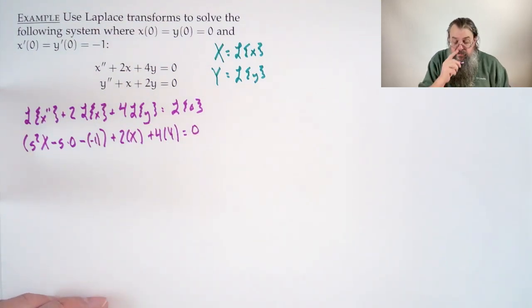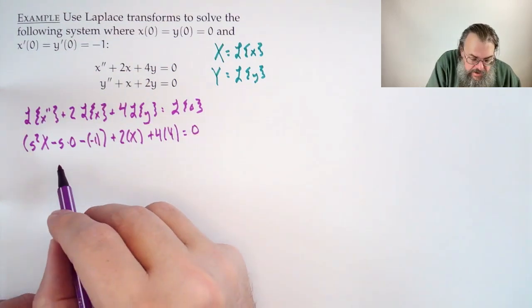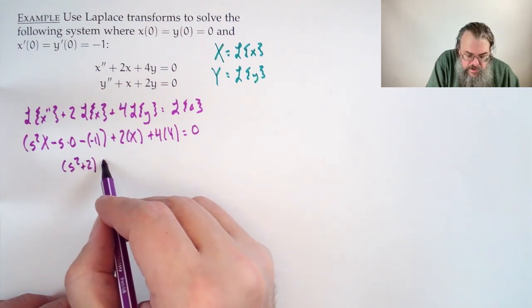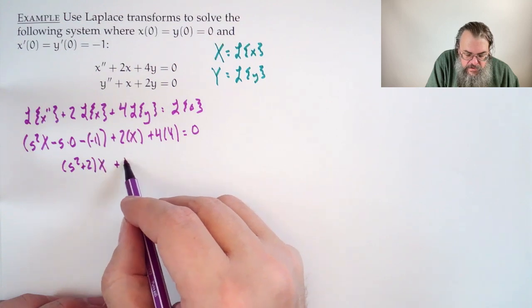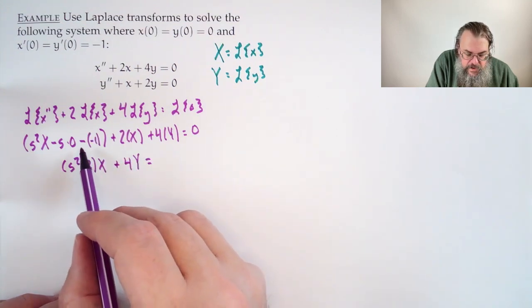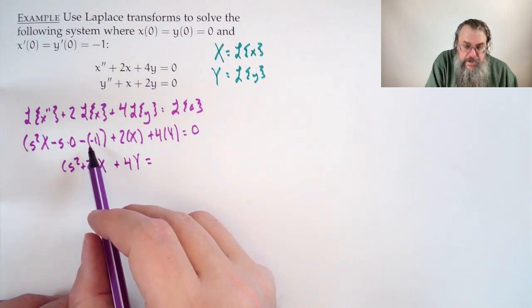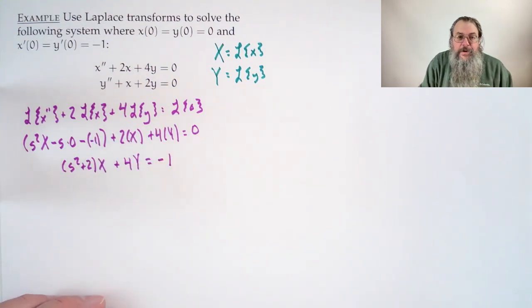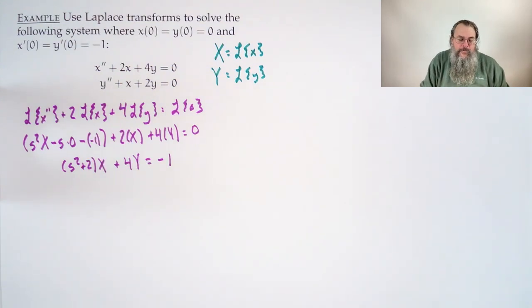All right, so let's clean this equation up. We can have this as s squared plus 2 capital X plus 4 capital Y equals, okay, so minus 1 makes a plus 1. Bring it over, becomes a minus 1 again. All right, now that's equation 1.